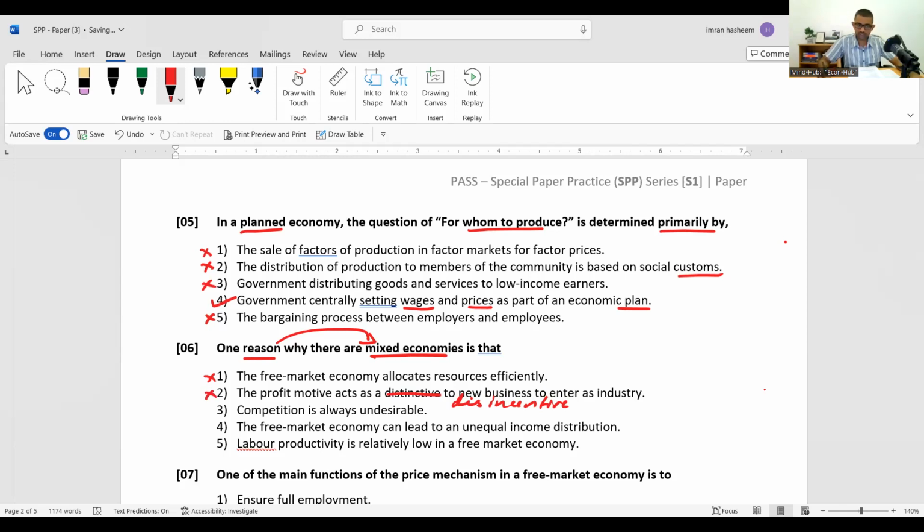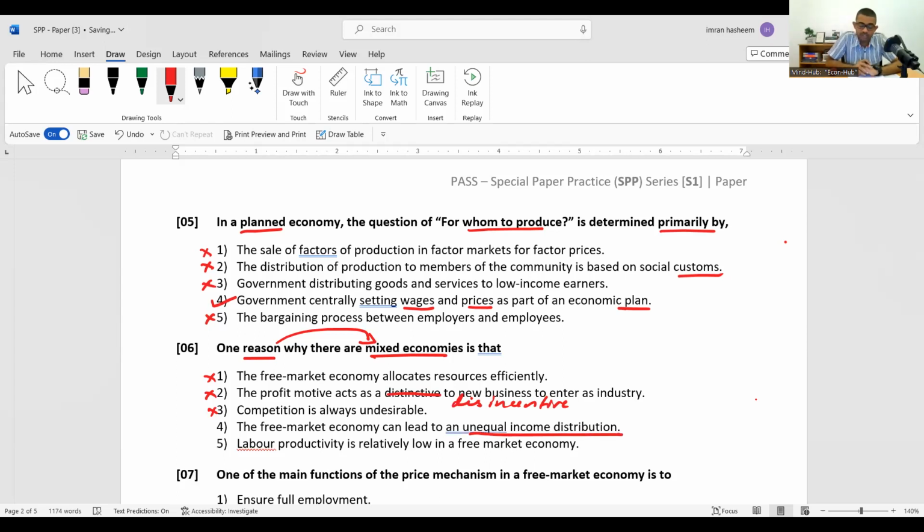No, competition is not always undesirable. Competition helps attain productive and allocative efficiency. We see that in a perfectly competitive market in the long run equilibrium, and we have talked about it in Unit 4. So that's wrong. The free market economy can lead to unequal income distribution. Yep, we have been talking about that problem.